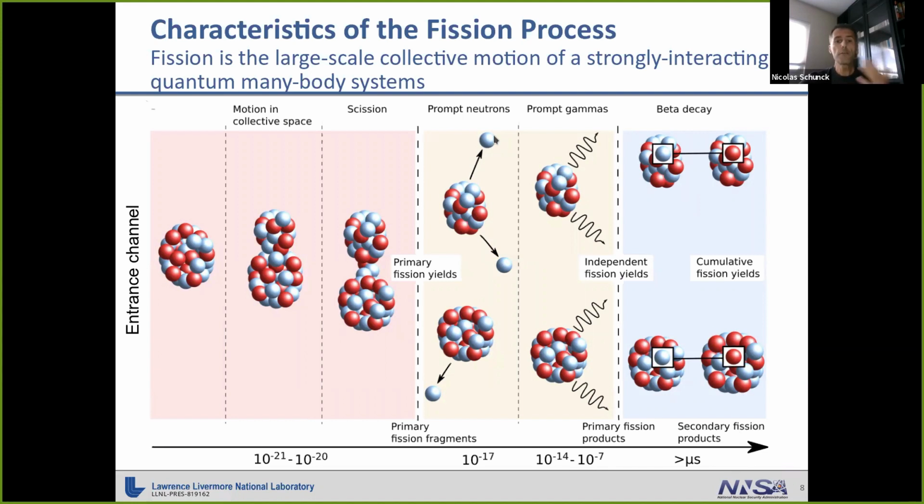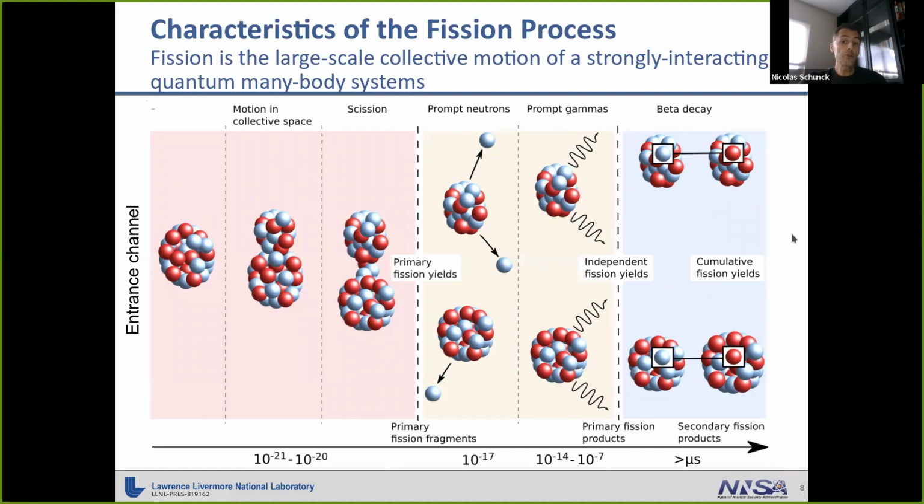You have emitted a lot of particles, neutrons and gammas and antineutrinos and electrons, and some of them are very energetic. And all of this, if you look at the time scale at the bottom, happened very fast. The typical time of scission is of the order of 10^-20 seconds. This is extremely fast. And then, of course, the decay depends on the particles and all this.